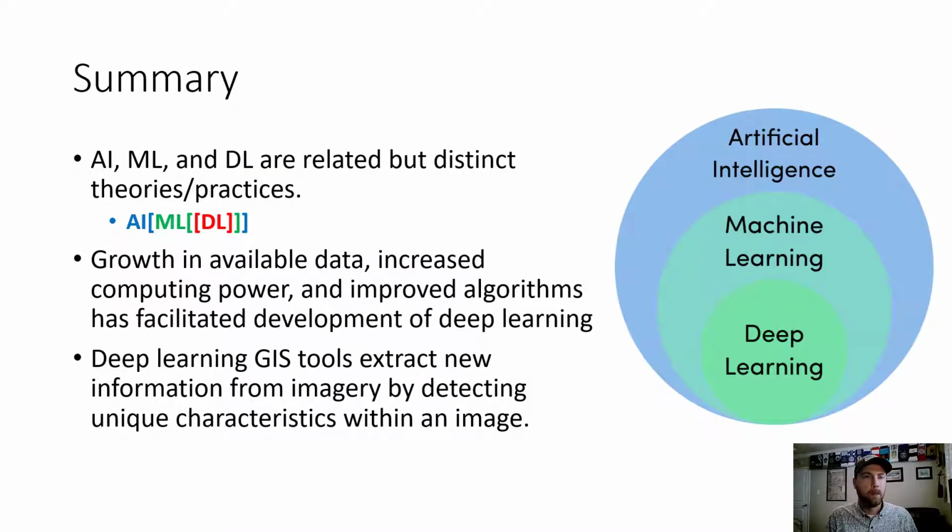So in summary, artificial intelligence, machine learning, and deep learning are related but distinct theories and practices, and I think it's best to visualize it like this. Artificial intelligence includes machine learning and deep learning. Machine learning includes deep learning, or you can say deep learning is a subset of machine learning, and they're both subsets of artificial intelligence. Growth in data availability, increased computing power, and improved algorithms has facilitated the development of deep learning over the last several decades. And deep learning GIS tools extract new information from imagery by detecting unique characteristics within the landscape or the image.